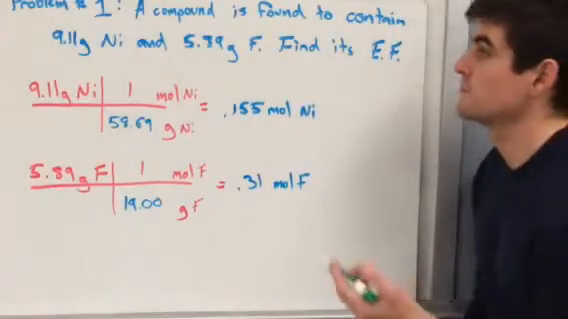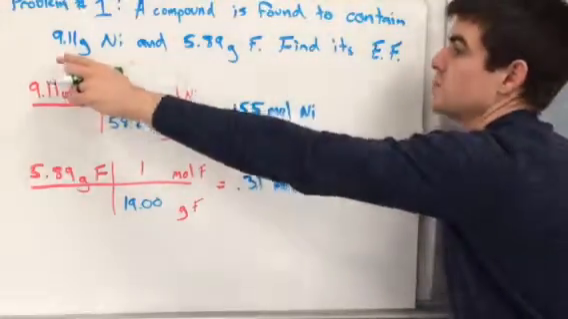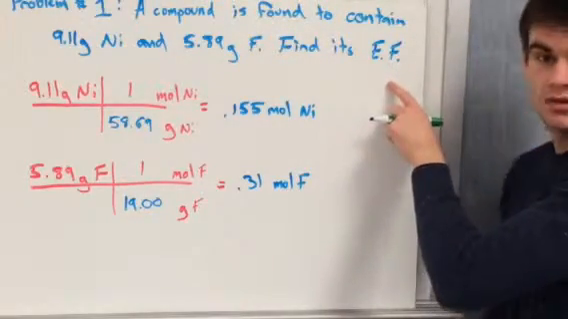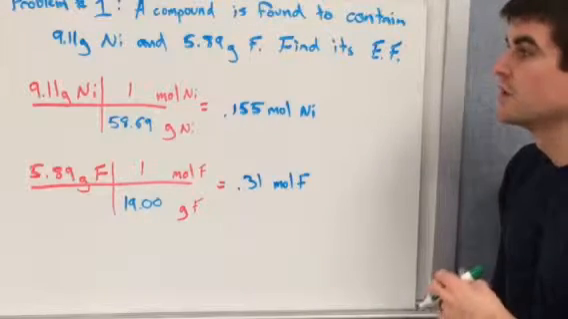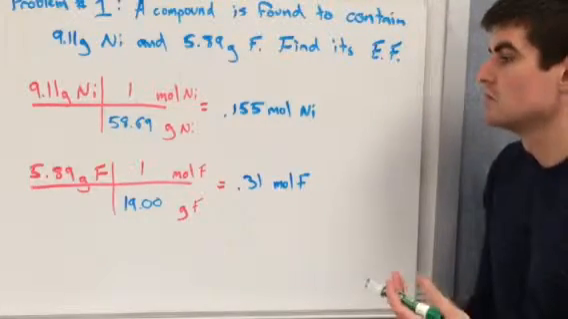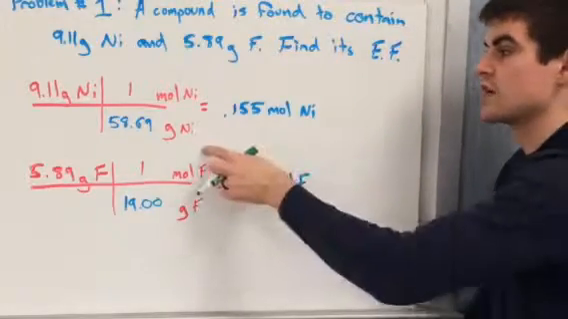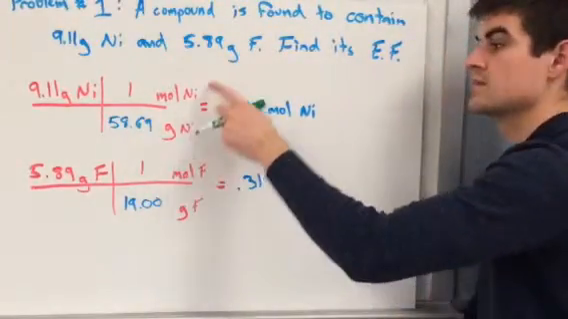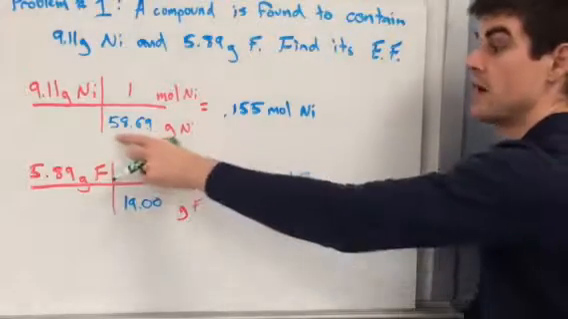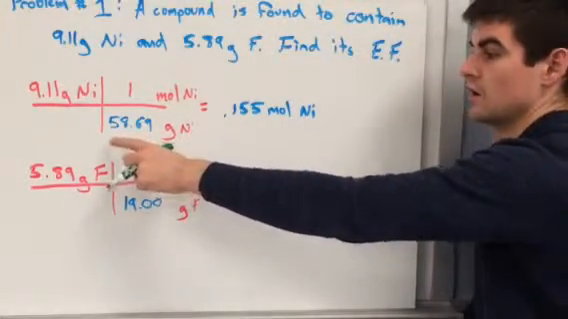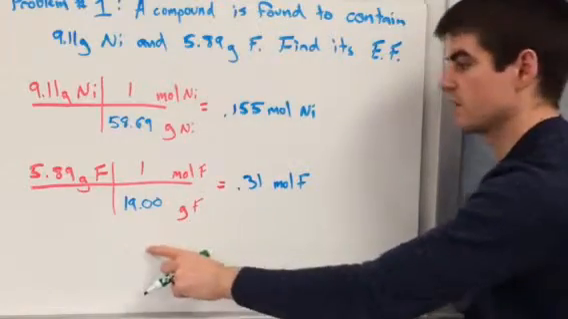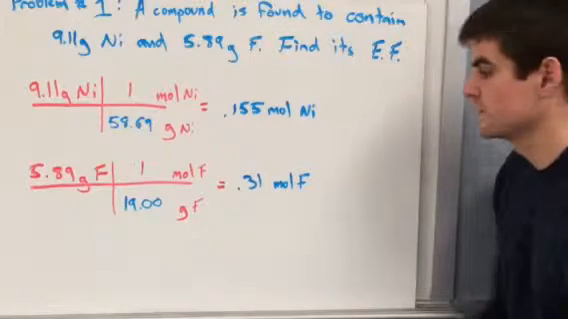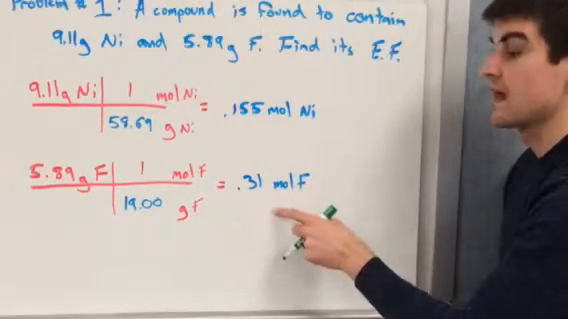So let's do a couple of examples here. The first one: a compound is found to contain 9.11 grams of nickel and 5.89 grams of fluorine. Find its empirical formula. So just worrying about empirical formula here. I set it up nicely using my train tracks to find moles. So I have grams, cancel grams, I want to find moles. And for that we use molar mass on our periodic table. I did that for you. I got this many moles. Same thing with fluorine. Same exact conversion, except a different number because it's fluorine. Did my math, and we got these two things.